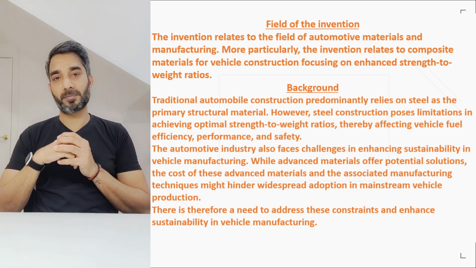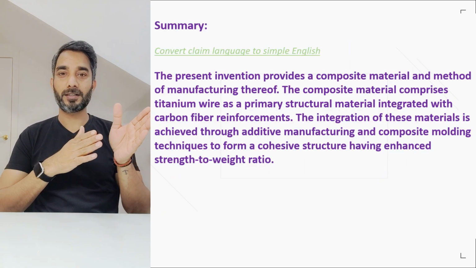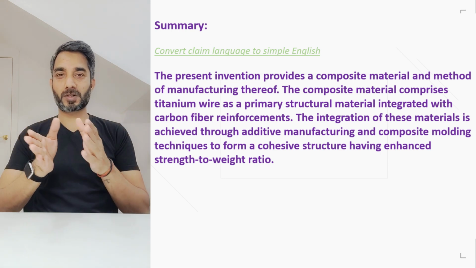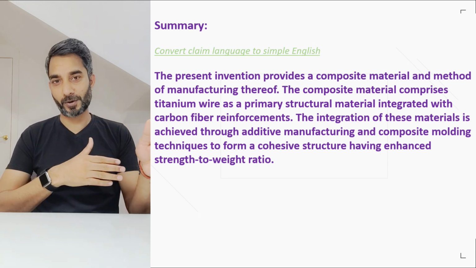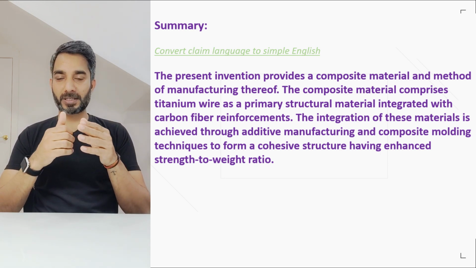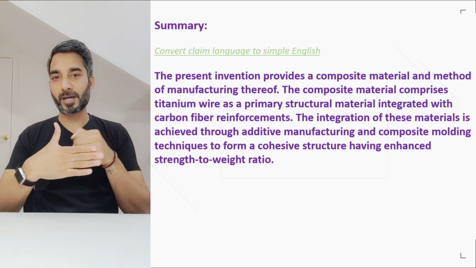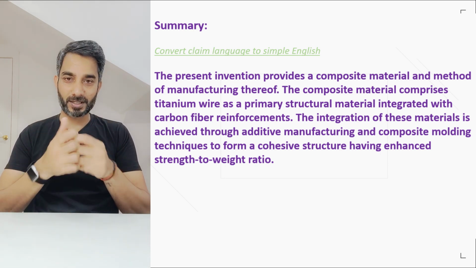Let's move on to the summary section, which is nothing but the paraphrasing of the claim 1 that we drafted. Disclosed is a composite material and method of construction thereof. The composite material includes, you write component 1, component 2, how they are integrated together, and what is the advantage that they provide. Your summary section is done.